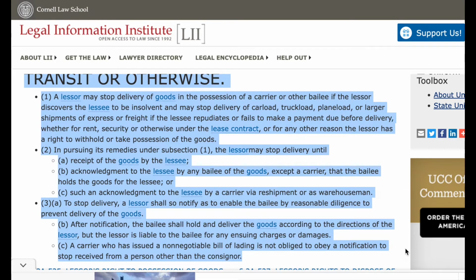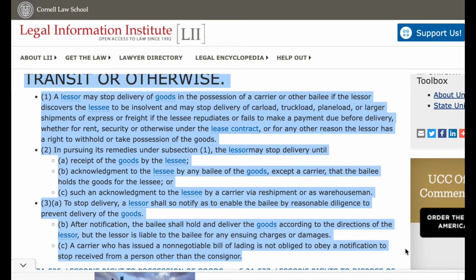2. In pursuing its remedies under subsection 1, the lessor may stop delivery until a. Receipt of the goods by the lessee, b. Acknowledgement to the lessee by any bailee of the goods, except a carrier, that the bailee holds the goods for the lessee, or c. Such an acknowledgement to the lessee by a carrier via reshipment or as warehouseman.